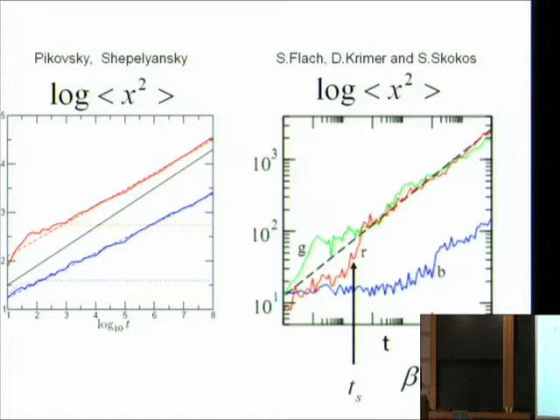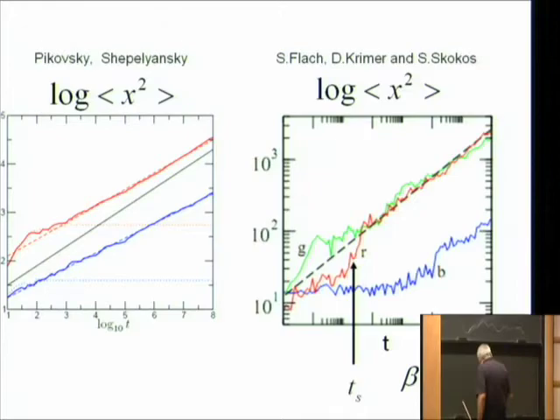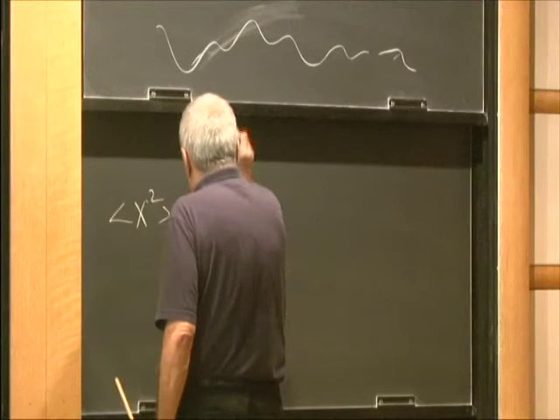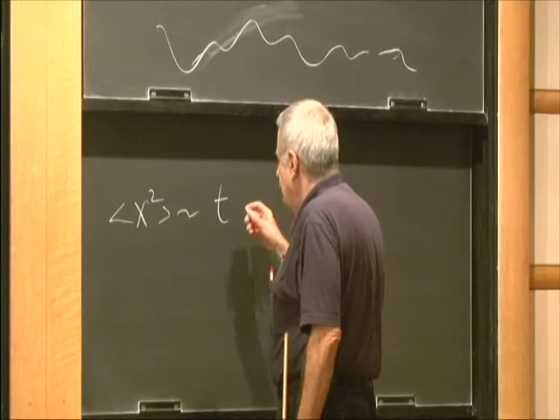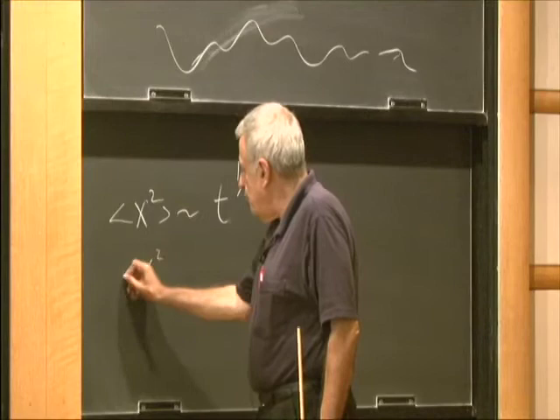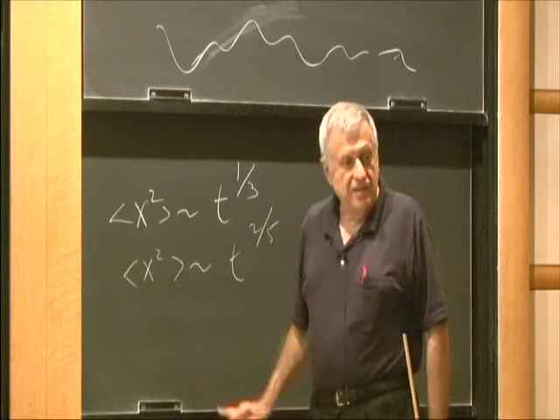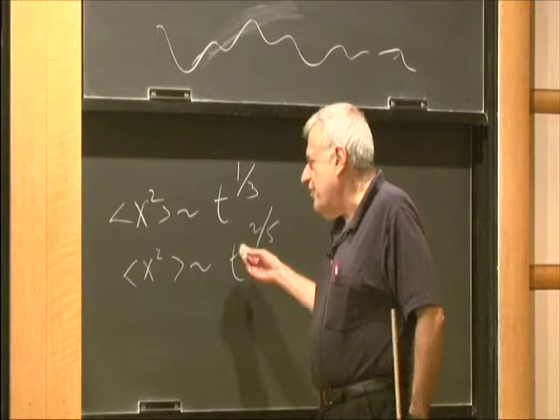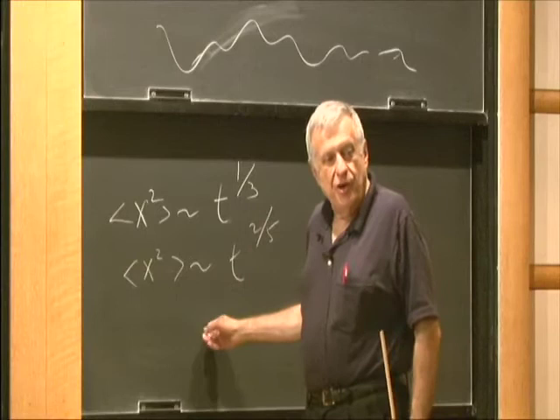And now the question is, what is the law that all of them say? Well, the law of all of them is that this goes like t to some power. The most extensive simulations, that is of Flach and the Dresden group, said it's a third. The first simulations of Shepelyansky were showing 2/5, and he had a theory with 2/5. I'm not sure he insists now on this exponent.